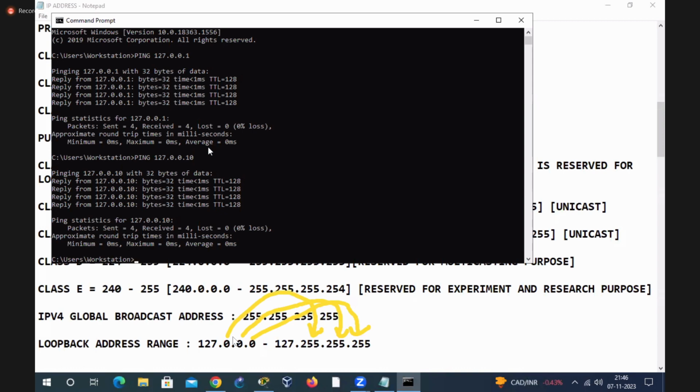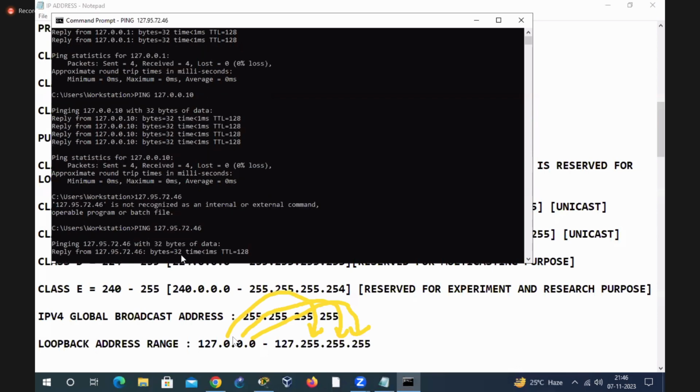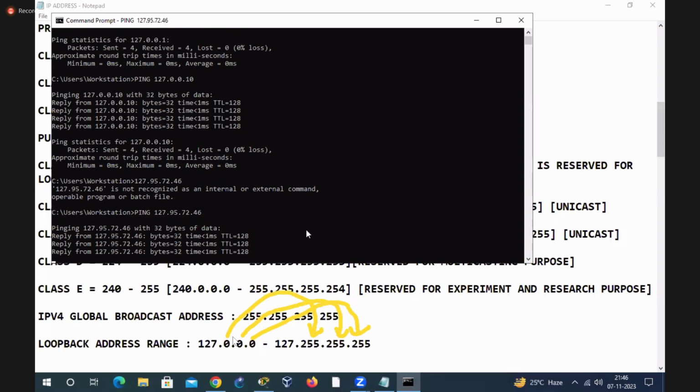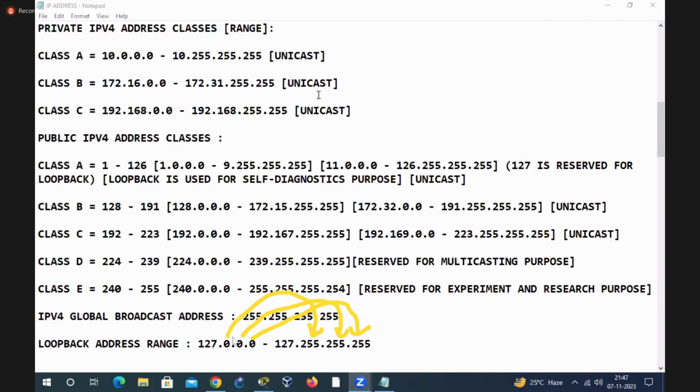Okay, I can also use 127.95.72.46. So you can see that 95, 72, and 46 are coming in between 0 to 255. So I can use it, and I can also perform the self-diagnostics. So use the ping command, and you can see that you are getting the reply. Sent 4, received 4. So that is how exactly you can perform your self-diagnostics.